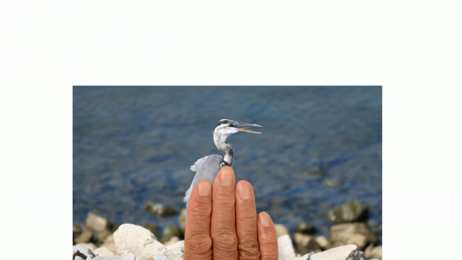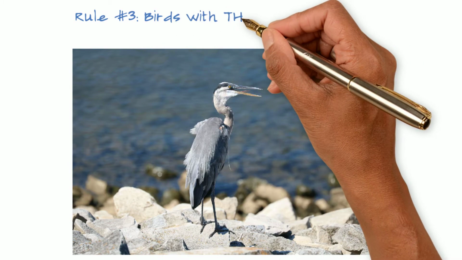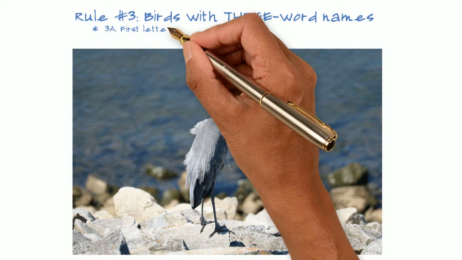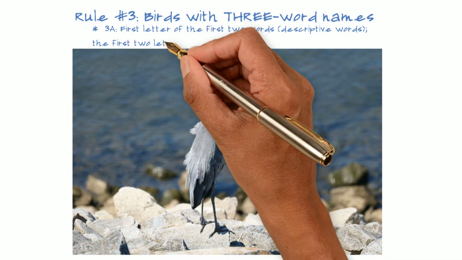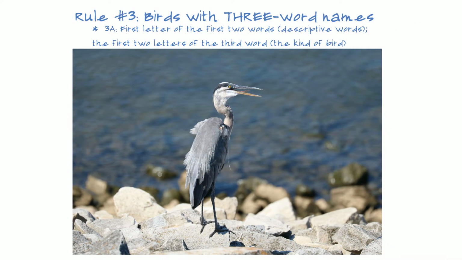Getting back to the rules, next we'll talk about birds with three-word names. There are about 66 of these birds in Kentucky. Here we have a pair of rules that govern these species alpha codes. The first of these rules is to use the first letter of each of the first two words, usually descriptive words, and the first two letters of the last word, which indicates the kind of bird. Let's look at 8 examples.